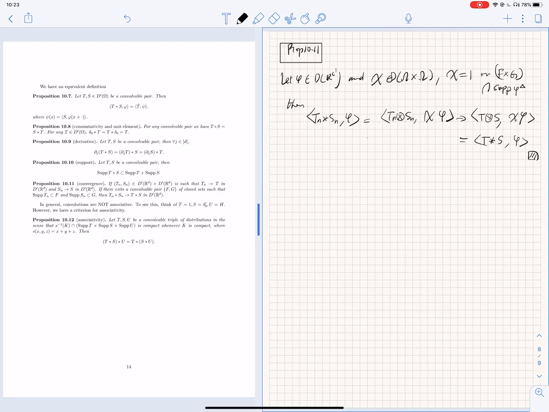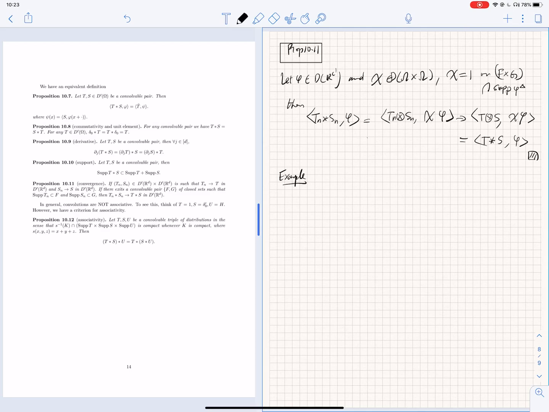Okay, so continuity is simple. So now it remains just one thing in this lecture. So we are going to consider associativity. All right. Associativity is true in general for tensor products, but it is not necessarily true for convolutions. So there's a typical example. Let me just give the example.